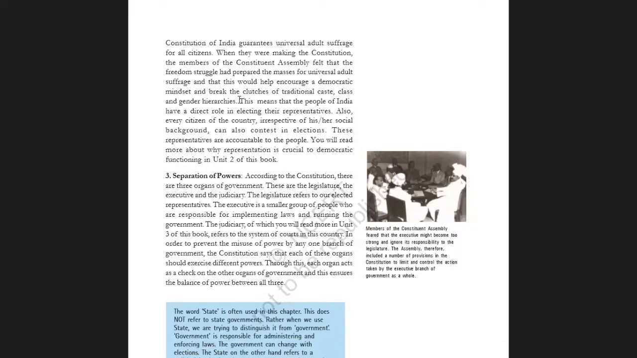So what we find here is that at the time when they were making the constitution, the members of the Constituent Assembly felt that the freedom struggle had prepared the masses for universal adult suffrage, and this would help encourage a democratic mindset and break the clutches of traditional caste, class, and gender hierarchies. It will break those things.